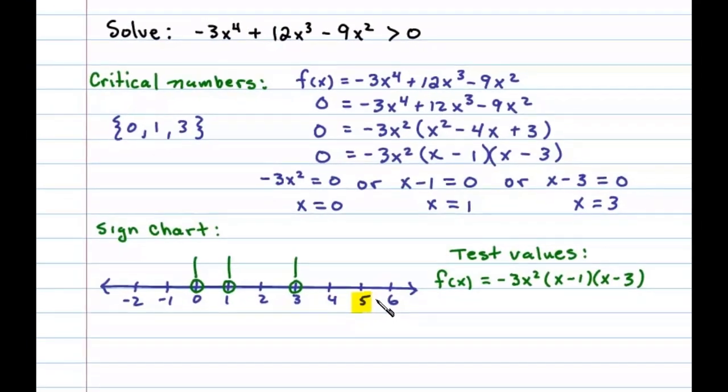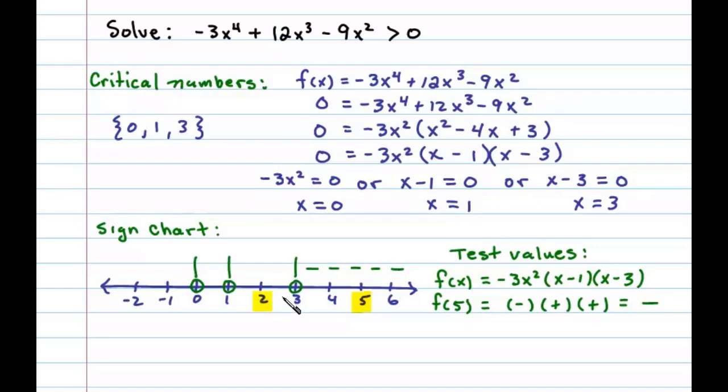Let's begin with, say, x equals 5. Substituting in, we have negative 3 times 5 squared, which will be negative. We don't really care what the exact value is. We just need to determine if it's going to be positive or negative. And so when I substitute 5 into this factor x minus 1, we have 5 minus 1, which will leave us with a positive factor. 5 minus 3 is 2, and that'll be positive. And so multiplying a negative times two positive numbers, the result will be negative. And that tells me in this first region here, the results will be negative no matter what x value I choose.